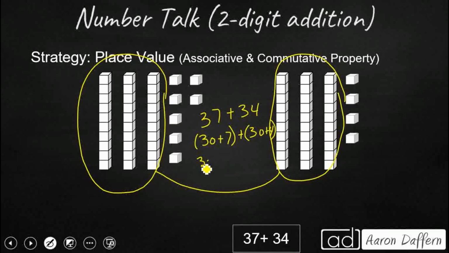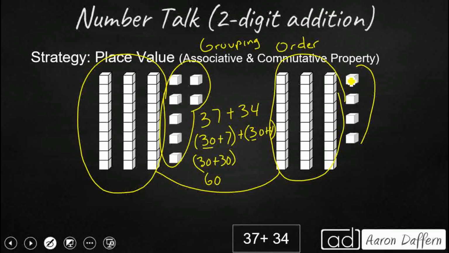Now, in order to get those together, I need to regroup them, but I also need to reorder them because they're not next to each other. And that's where the commutative property comes in. My associative property lets me regroup, but my commutative property lets me reorder my add-ins. That's why 5 plus 8 is the same as 8 plus 5. So I'm going to reorder them so my 30 and 30 get added together first. That's easy. That's my 60.